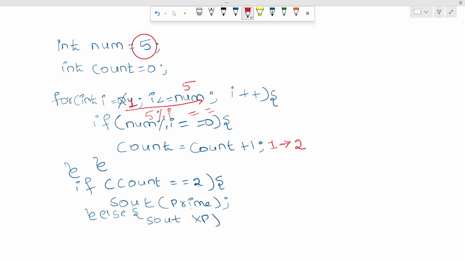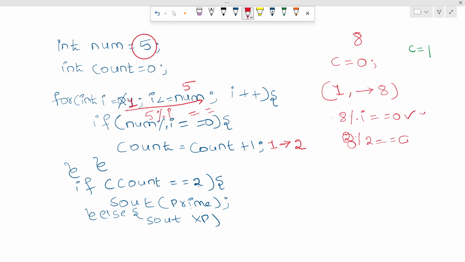Let's take the number 8. Initially count is equal to 0, right? And the for loop iterates from 1 to 8. 8 modulo 1 is equal to 0, yes, so count is updated to 1. Next 2, that is 8 modulo 2. Yes, it divides 4 times and leaves the remainder 0. Then count is updated to 2.